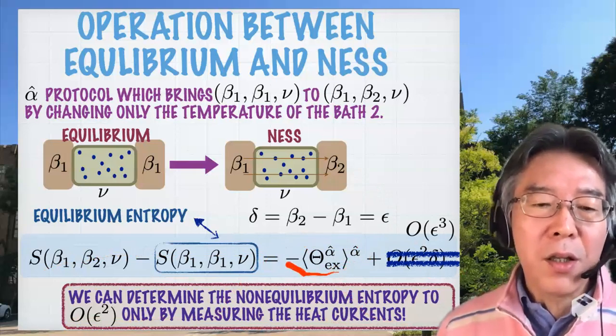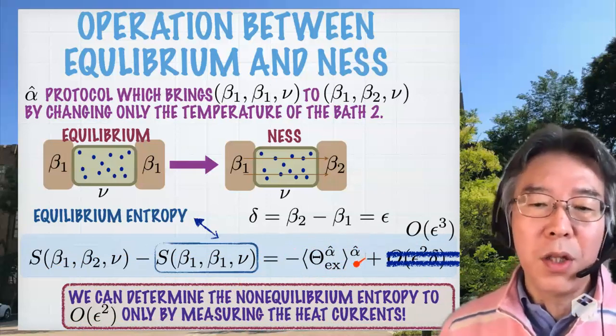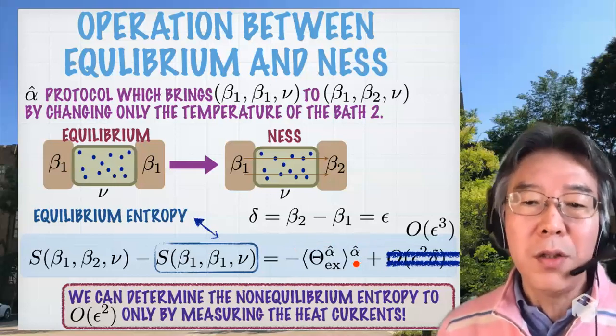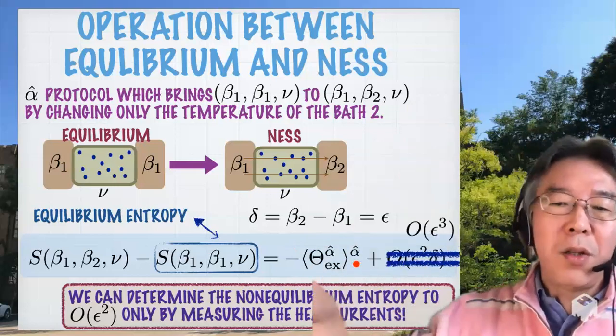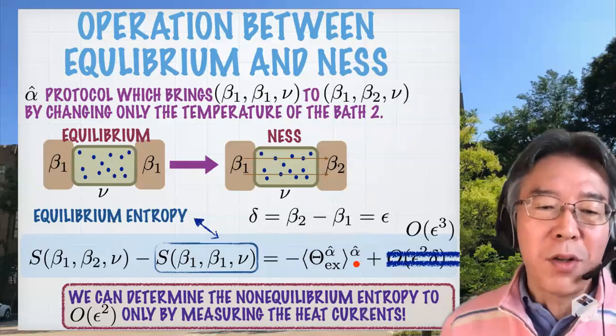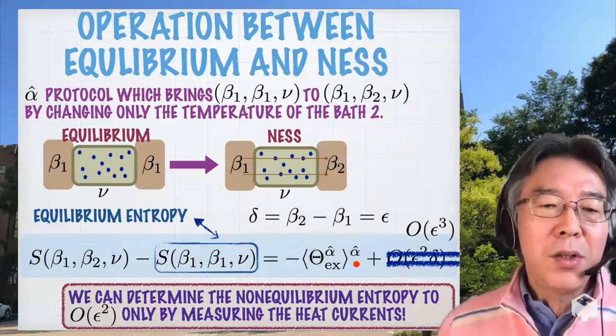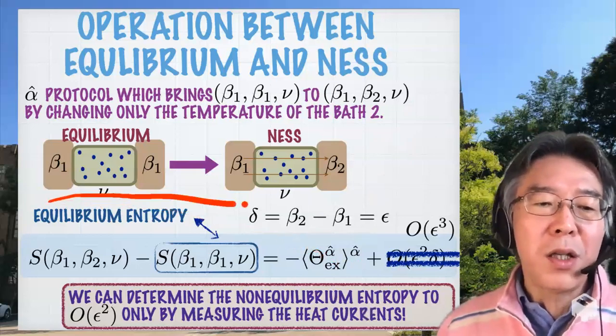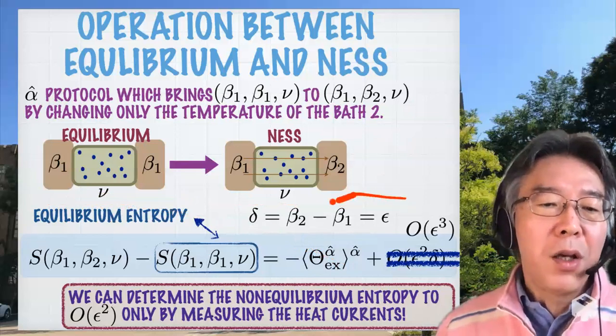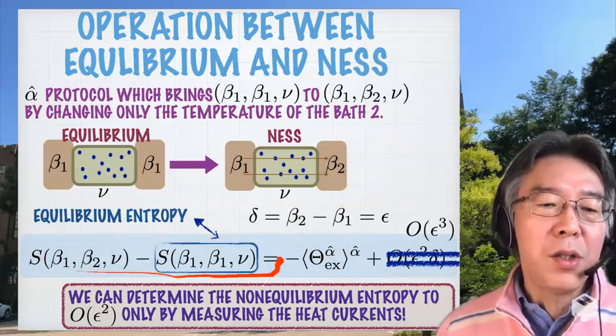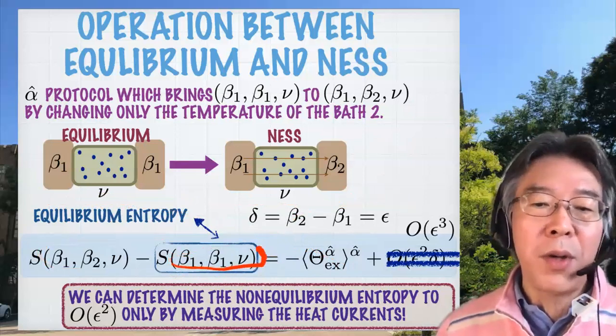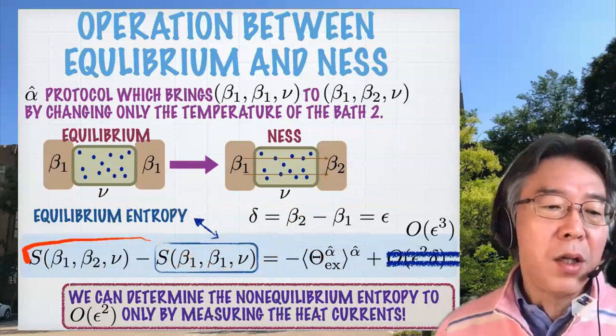That means this thing here can be in principle determined by measuring heat, right? You just draw this and you just subtract and so integrate and so on. So this tells you that by doing this experiment and measuring heat, you can determine this difference. And of course, this is equilibrium entropy, so you know this, so you can determine this thing.